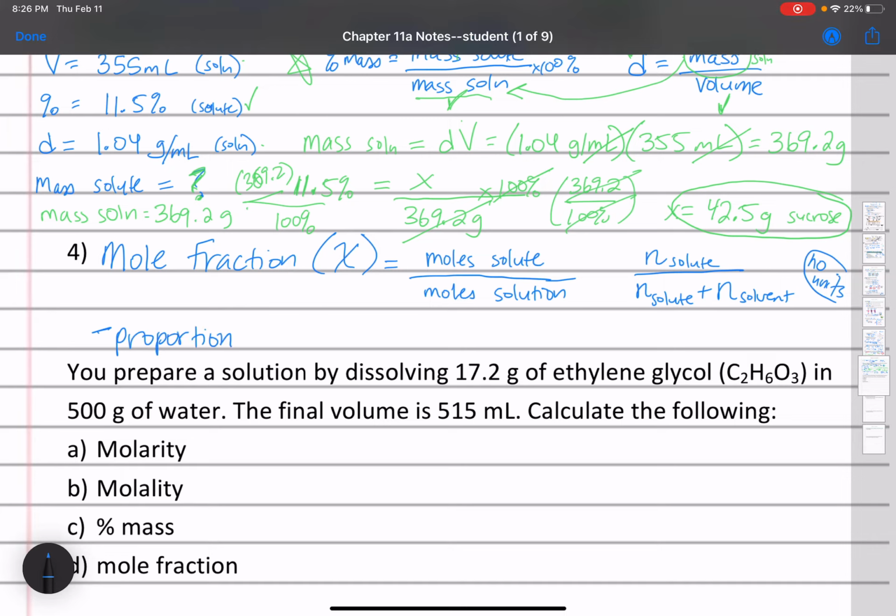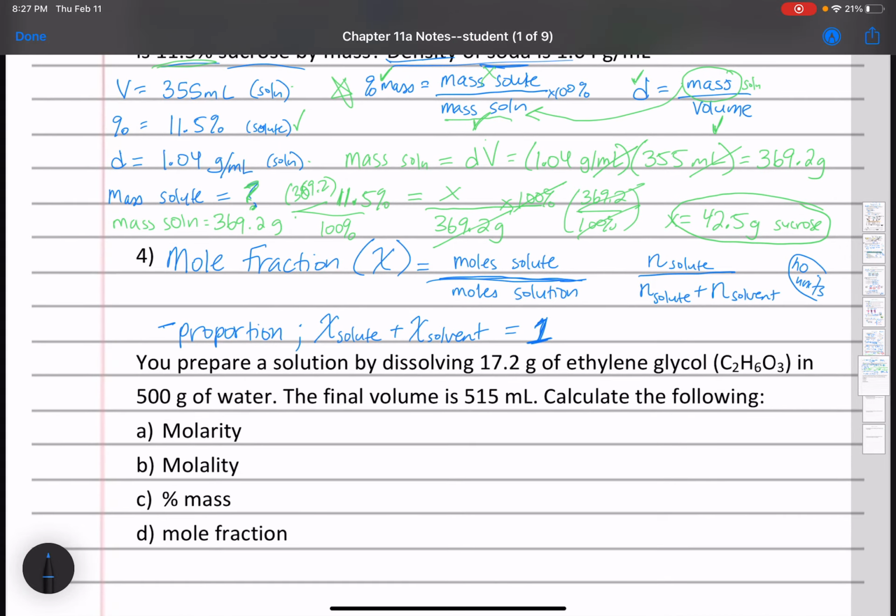A fraction, a percent, kind of, except written as a decimal. It always comes out as a decimal. So in other words, if you have the mole fraction of the solute and the mole fraction of the solvent, they are just the two proportions of the whole. They should add together to equal 1. So all the mole fractions of all the solutes in the solvent should add up to 1. It's just a proportionality. So let's do a practice problem for this.